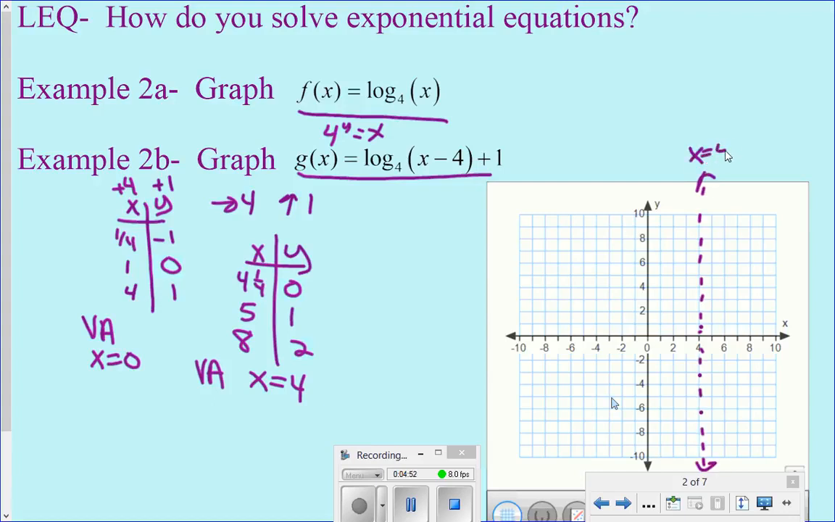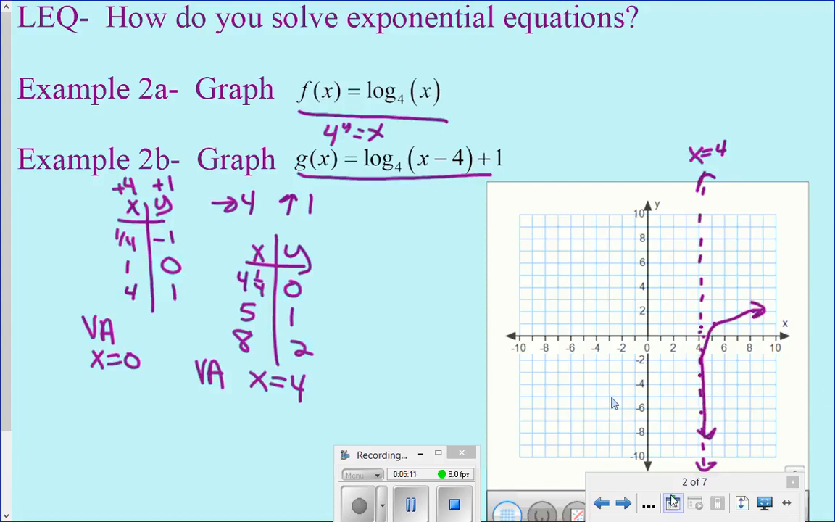And label it. And then let's plot those points. 4 1/4, 0. So just a little bit past 4. 5, 1. And lastly, 8, 2. Right there. And we have enough points that we can draw in our curve, getting really, really close to that vertical asymptote. And there's our graph.